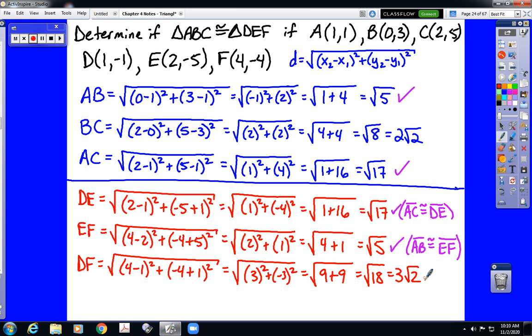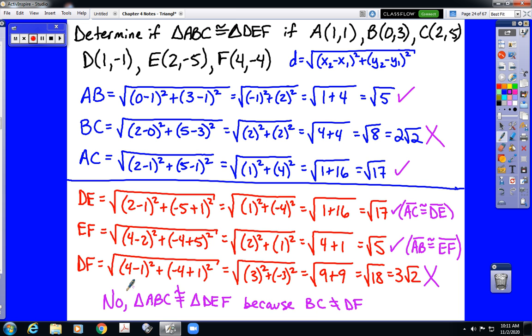Now notice that that third set of sides are not equal. So our answer here would be no. Triangle ABC is not congruent to triangle DEF because that third set of sides is not equal. BC does not equal DF would be our reasoning. Not all three sets of sides were equal. So the answer here would be no.